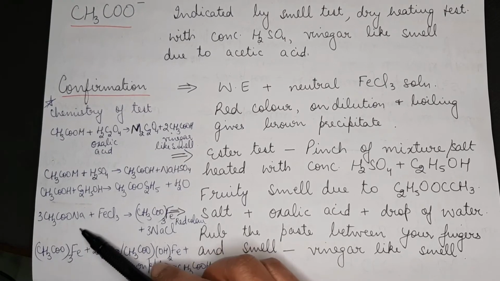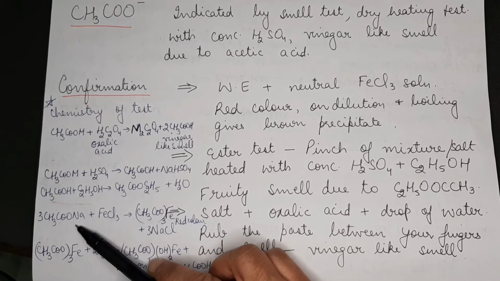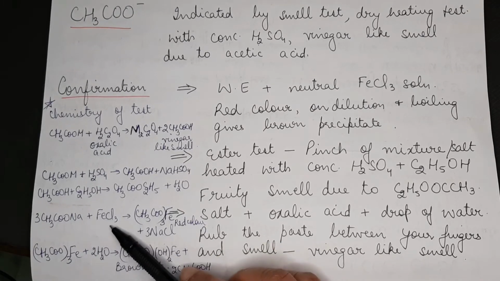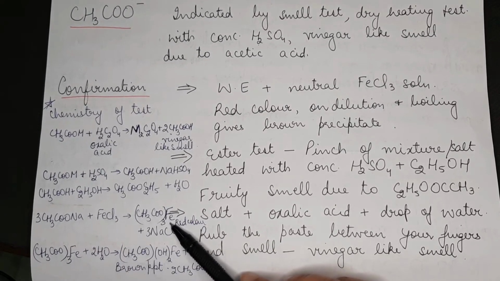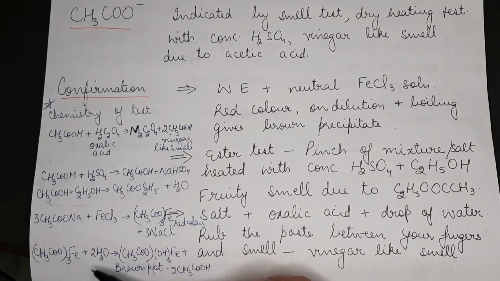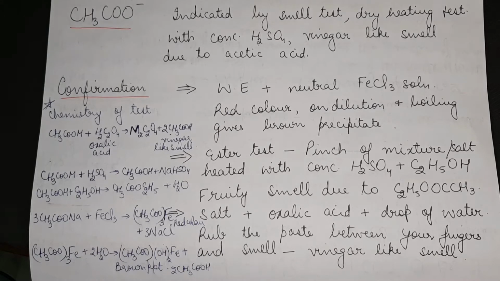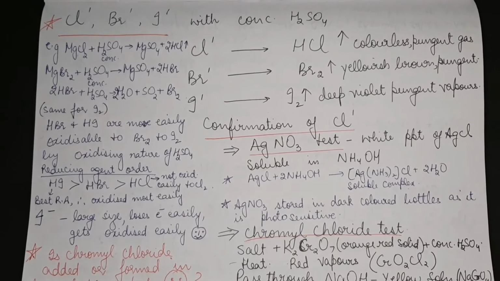And again, I've taken a specific example of sodium acetate. It can be any acetate salt. With ferric chloride it gives a red color due to ferric acetate. And this ferric acetate with water gives a brown precipitate of basic ferric acetate. Right? This is the chemistry of the tests involved.